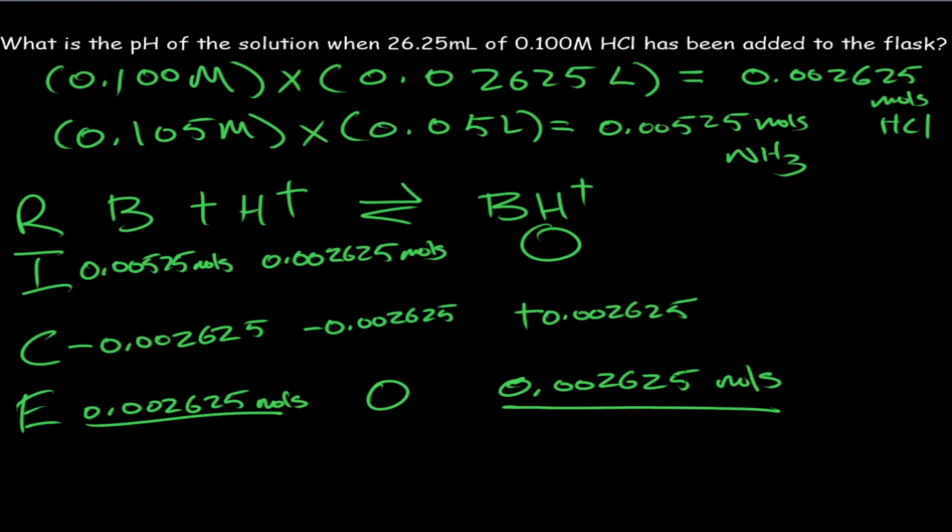The next step is to use the Henderson-Hasselbalch equation, because now we have a conjugate base and a conjugate acid pair existing in our solution. So pH is going to be equal to our pKa plus the log of our B, which is a deprotonated species, over BH+, which is a protonated species.